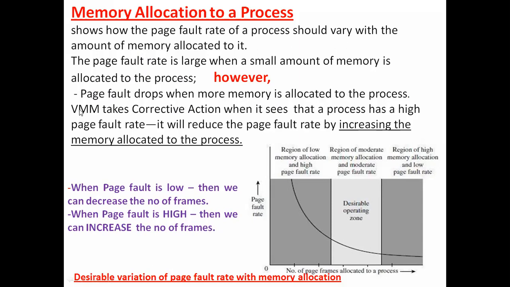The virtual memory manager can take some corrective actions if it observes that a process has a high page fault rate. This VMM will try to reduce the page fault rate. How will it reduce it? Just by increasing the amount of memory that gets allocated to the process. So the VMM can take corrective actions if it finds that the process has a higher number of page faults.